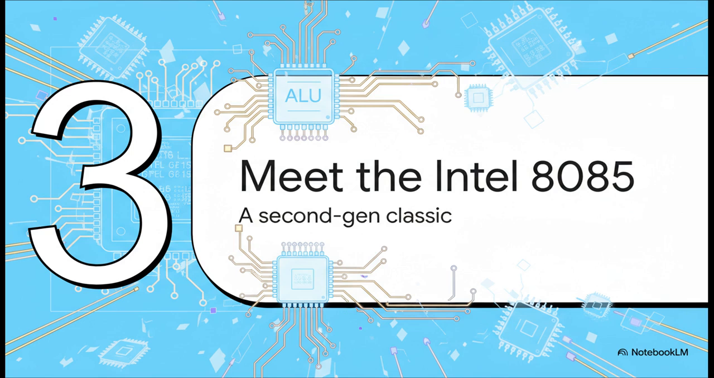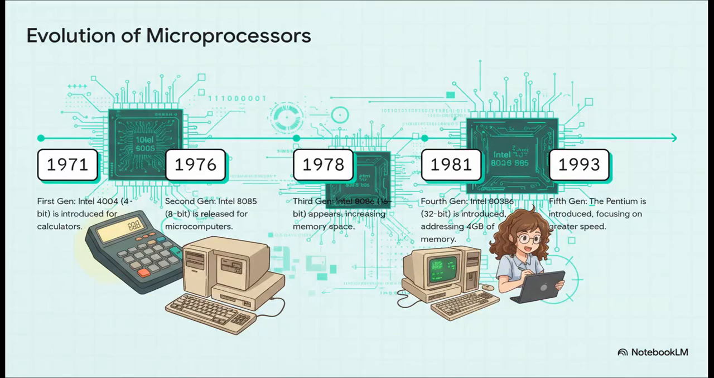Okay, so that's the theory. Now let's make it real. We're going to look at one of the most important early microprocessors ever made, the Intel 8085. It is the perfect way to see all these principles in action. I mean, just look at how fast things were moving back then.